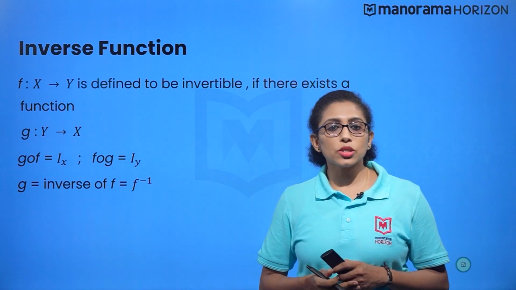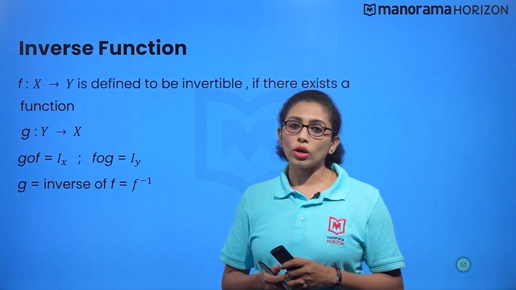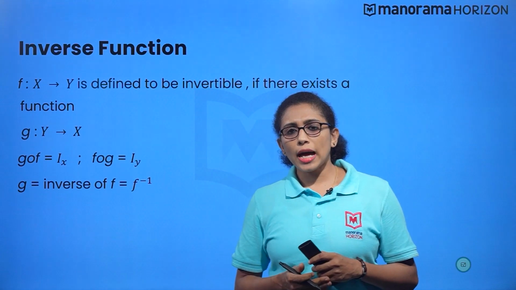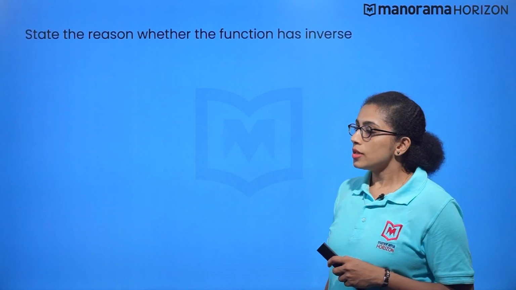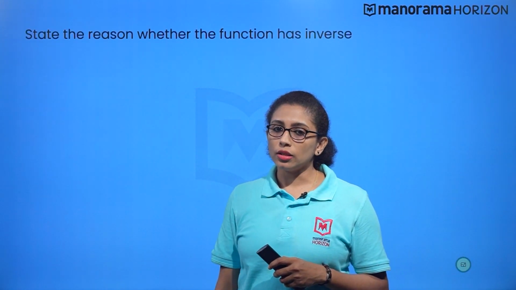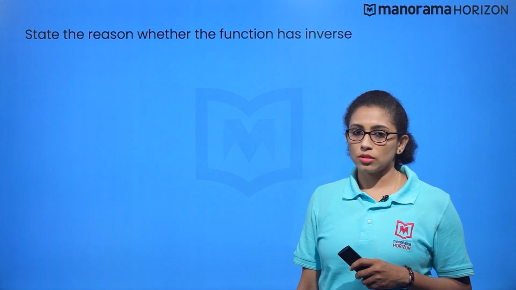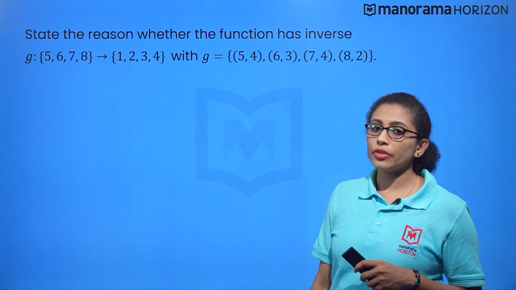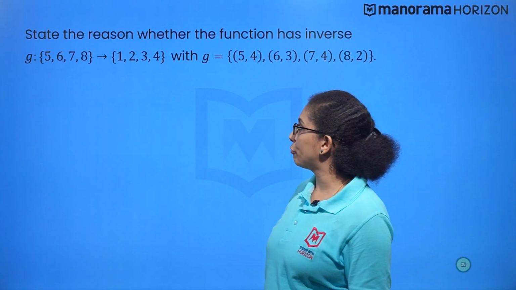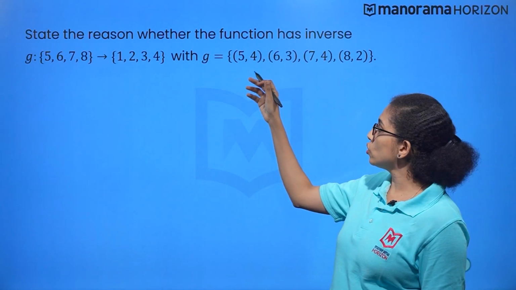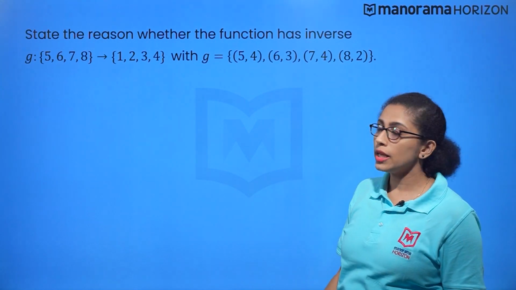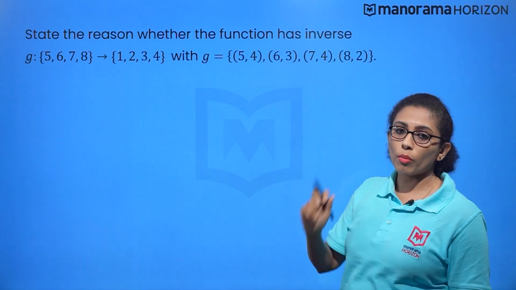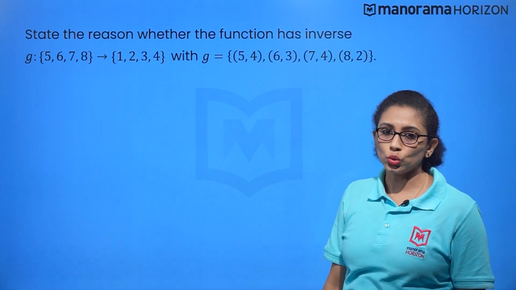Now, let us concentrate on some theorems on invertible function. Before that, let's do one problem. State the reason whether the function has inverse. Where g is defined from set 5, 6, 7, 8 to 1, 2, 3, 4, the g is equal to set of ordered pairs 5, 4, 6, 3, 7, 4 and 8, 2.